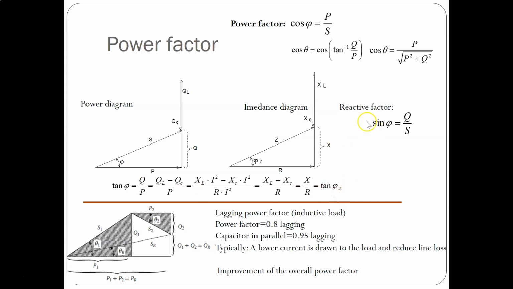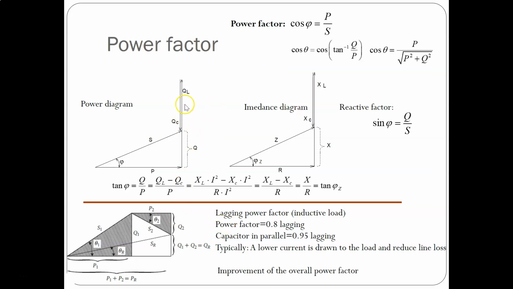We can also usefully have a reactive power factor. It's the sine of the angle, where you have the reactive power Q divided by S. We can also express the power factor in this fashion or in this fashion. And you will probably need that in your exercises.